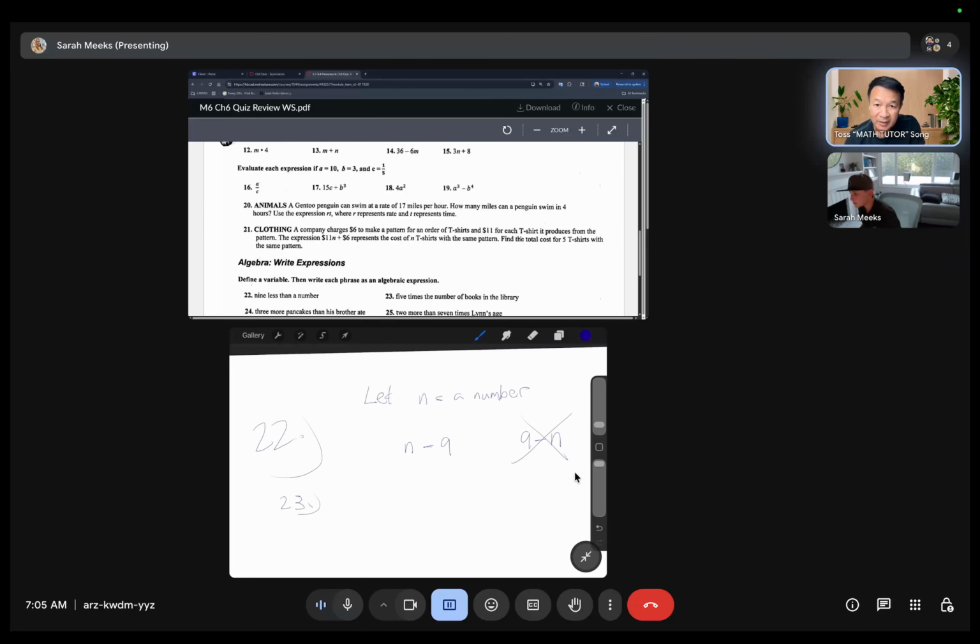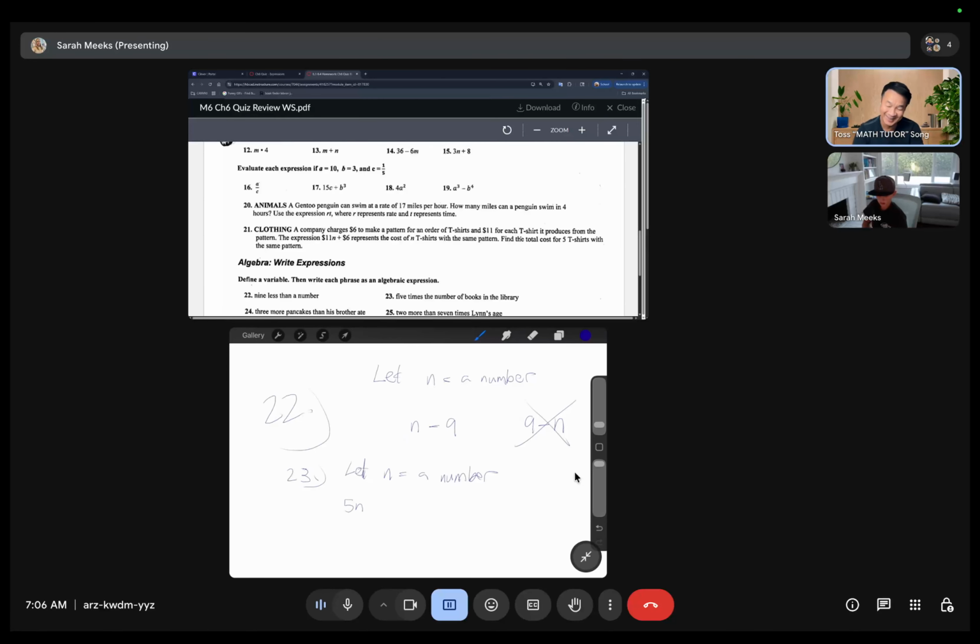Okay, 23. Let n equal a number again. I know this is redundant because it's still relating to a number. Some people write x; I'll use n because it's more common. So this is define a variable: let n equal a number. 5 times a number, so it is 5n. That's it.